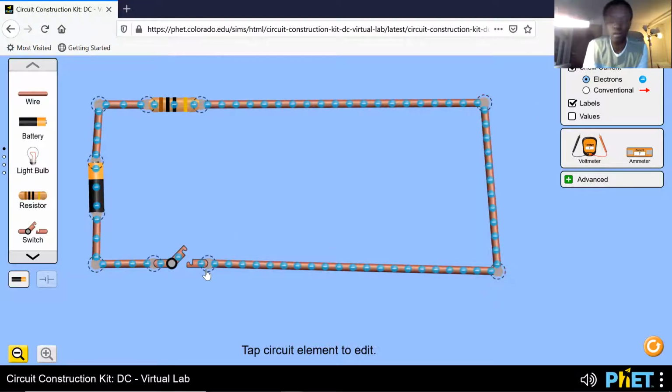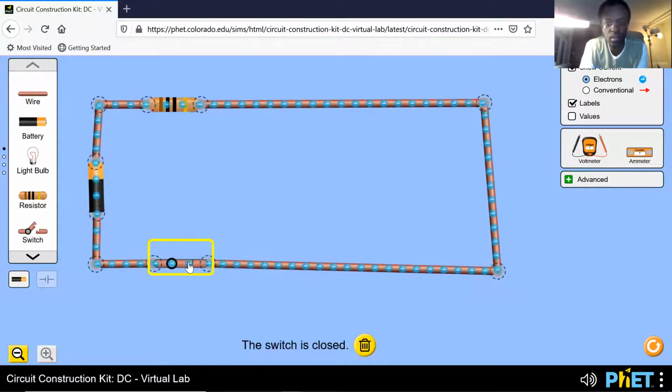Okay, and then I close the circuit by clicking on the switch, and the current flows in the circuit. Okay.